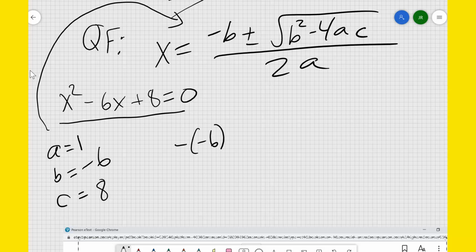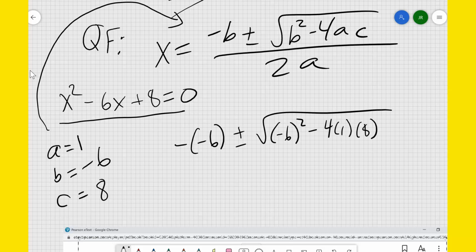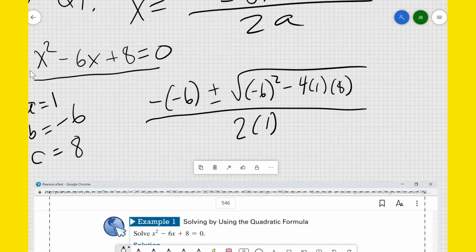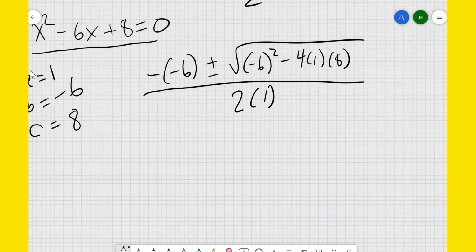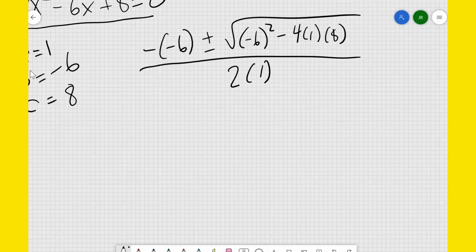Right, negative b, b being negative 6, so negative 6, plus or minus the square root of b squared, so that's negative 6 squared, minus 4. A is 1, so times 1. C is 8, so times 8, all over 2 times A, and A is 1. So there are my numbers plugged into the quadratic formula. Now I just got to work it out. Simplify it as much as possible.